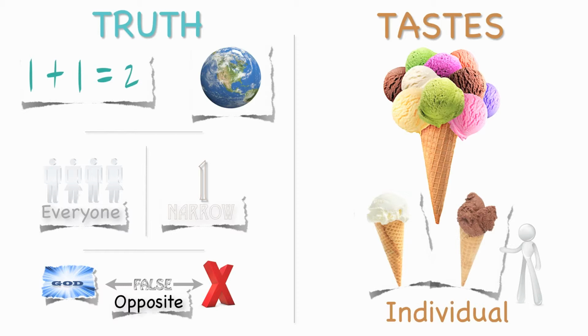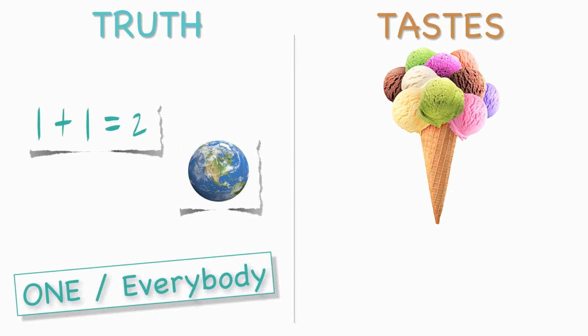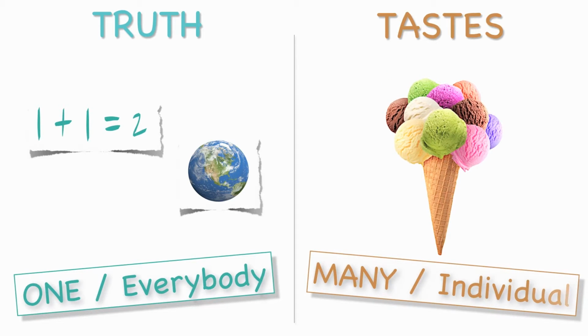Now, in looking at truth and taste side by side, 2 key words jump out for each. Under truth, it's one and everybody, while under taste, it's many and individual. We would sum it up this way. With truth, there is only one right answer, one right way of believing or doing something, and it applies to everyone. Tastes are different. There are many choices, many ways, many flavors, and it's an individual thing. Truth may be narrow, but with taste, anything goes.